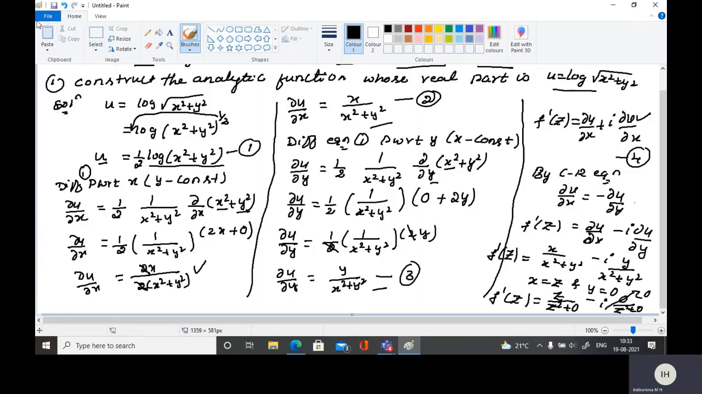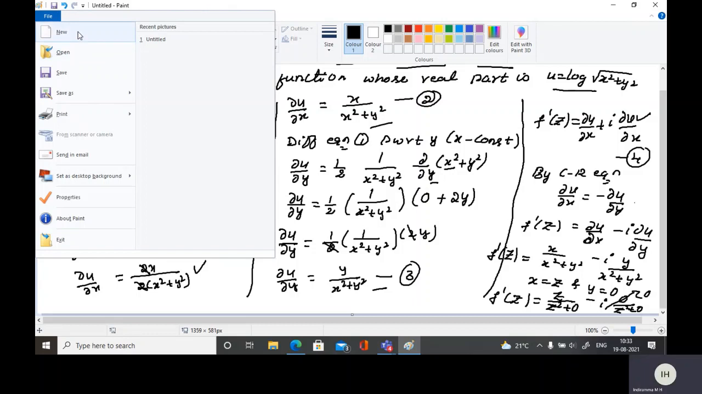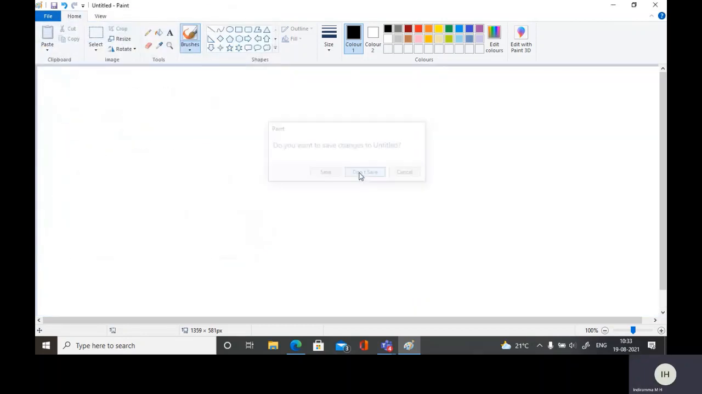I will go to the next page now. We got f'(z) equal to z/z². One z and one z get cancelled. Therefore, f'(z) is 1/z.